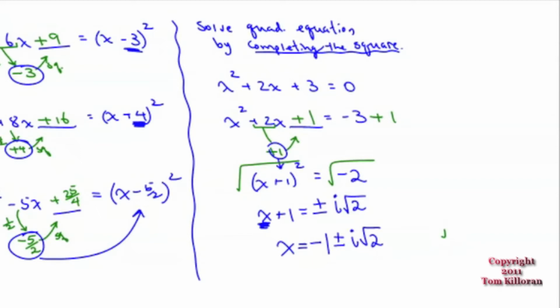You've got to split it. So the final answer is going to be x is equal to, you don't have to put the squigglies, but I'm a squiggly fan. That's a set solution. Negative 1 plus i square root of 2, comma, negative 1 minus i square root of 2.